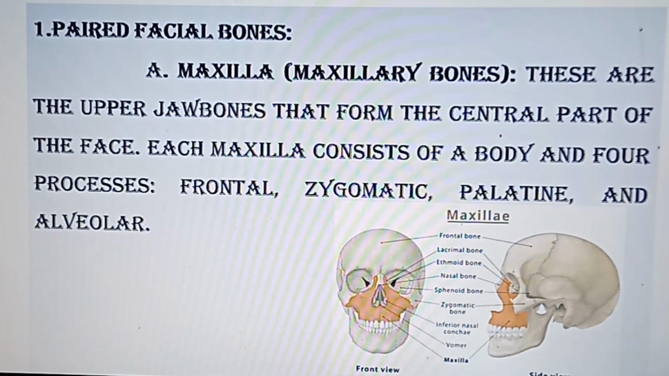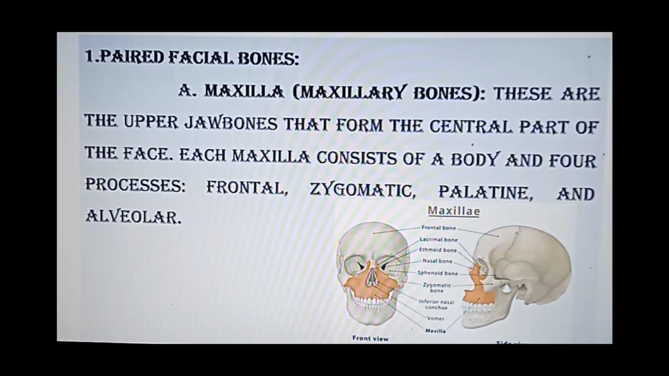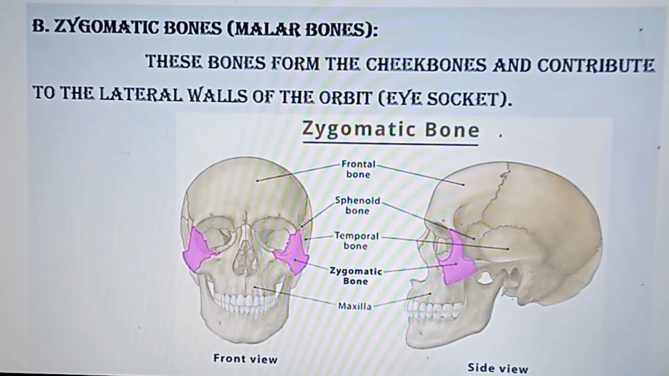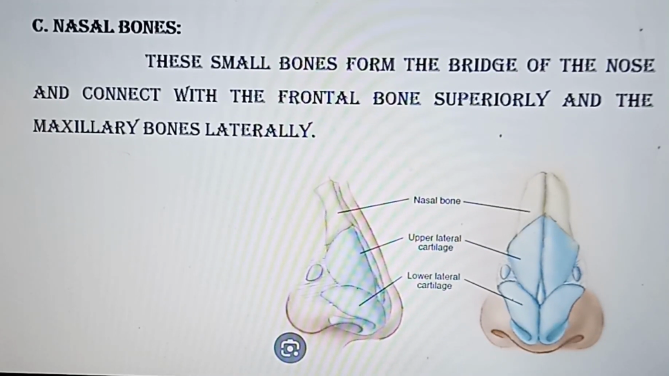Maxillary bones. These are the upper jaw bones that form the central part of the face. Each maxilla consists of a body and four processes: frontal, zygomatic, palatine and alveolar. Zygomatic bones, malar bone. These bones form the cheekbones and contribute to the lateral walls of the orbit, eye socket.